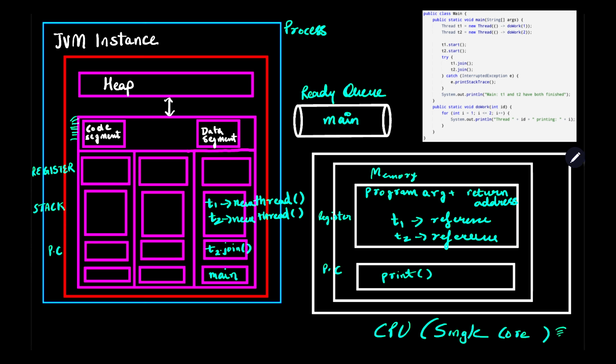Now after executing this print statement, since main, T1 and T2 have all finished, the main thread also gets terminated, the stack frame of the main thread will be popped, and the space for the register and the program counter will be reused by some other work. When no threads are left, the JVM exits. So this is how multi-threading works when you have more threads than the number of CPU cores.